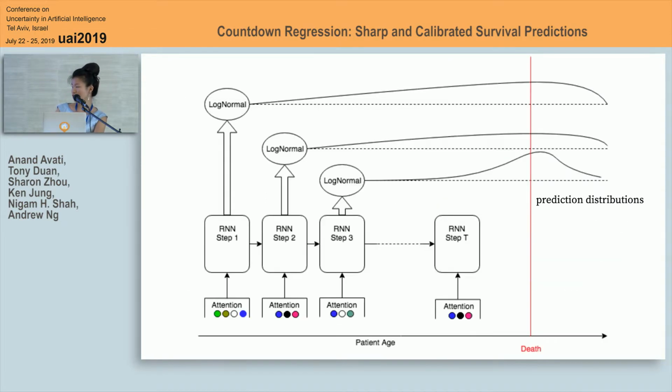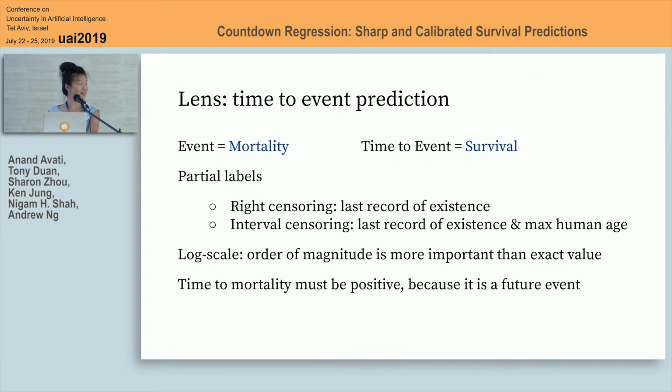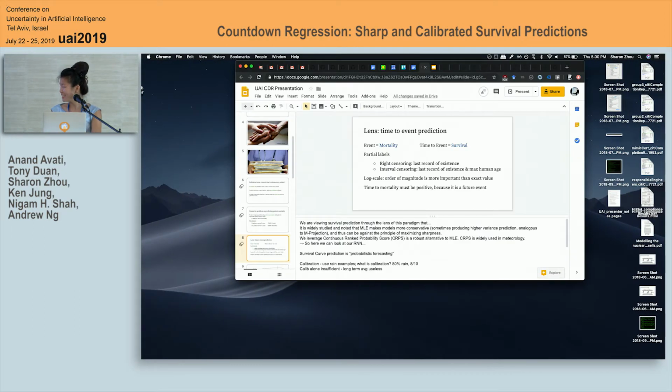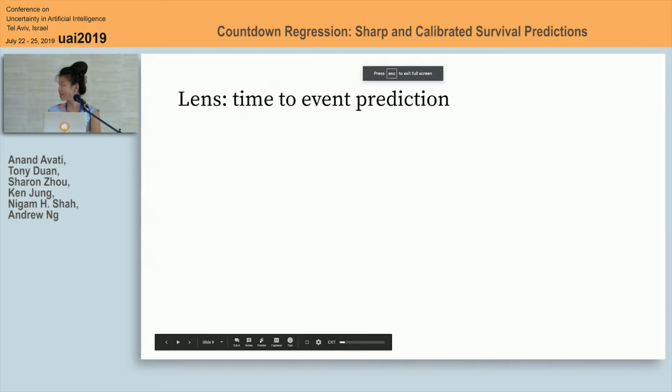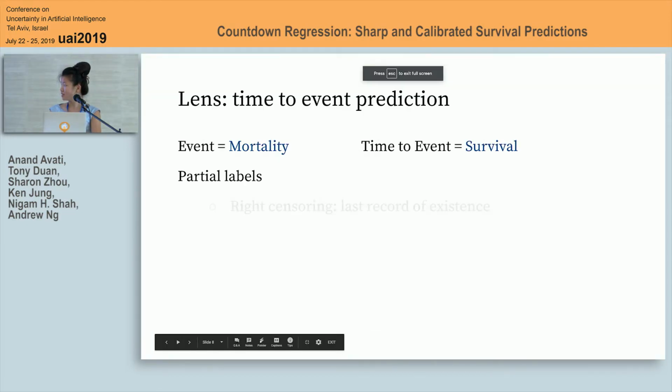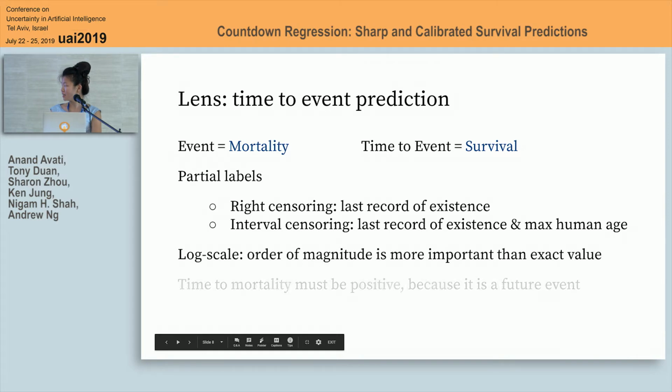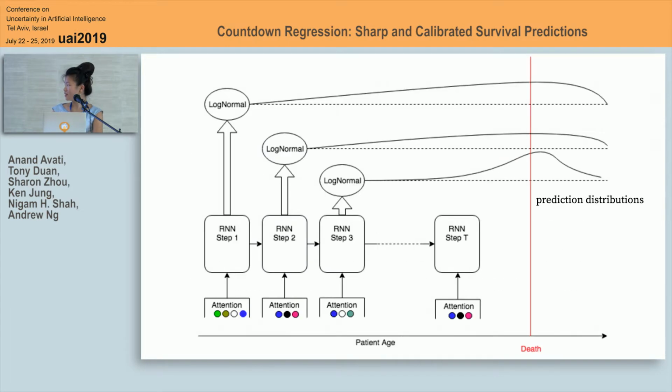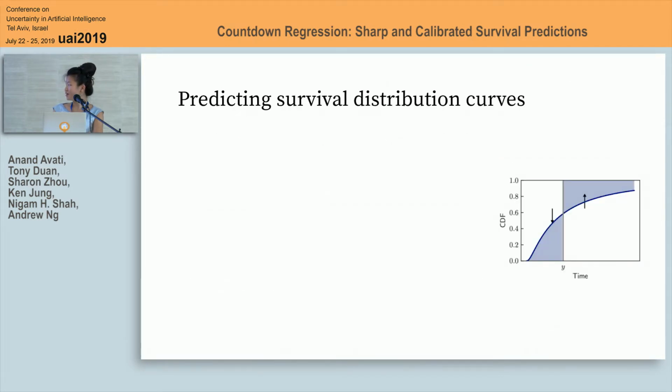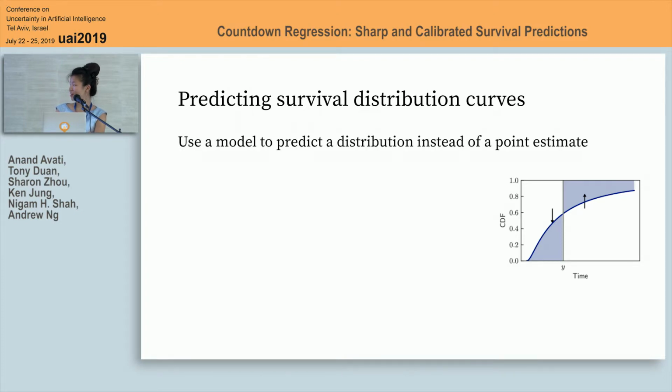I'm missing slides. Why are we missing slides? I think it might be the next one, actually. Oh, okay. Keep going. Oh yeah, okay, sorry about that.